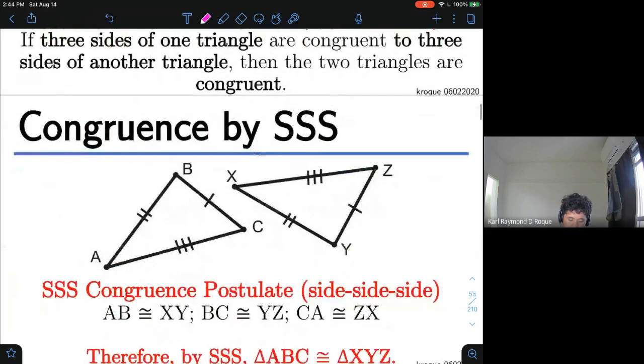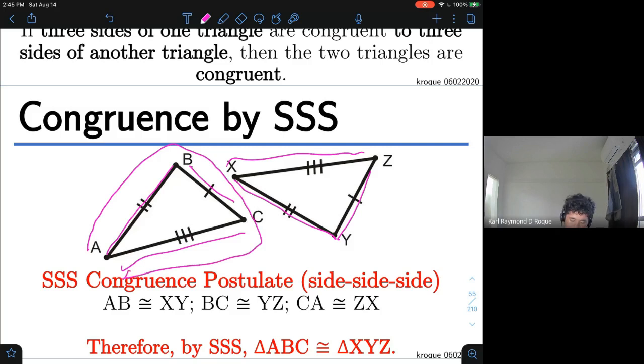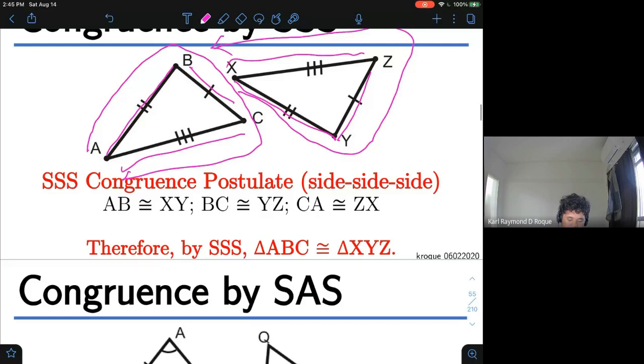Oh. So what does it mean? Here in this example, AB is congruent to XY, BC is congruent to YZ, CA is congruent to ZX. So napansin nyo how I name it? AB, BC, CA, XY, YZ, ZX, no? That's how you name your triangle. So please remember that. By SSS, triangle ABC is congruent to triangle XYZ. Symbol of congruence is this. By the way, yan yung symbol niya. Okay?